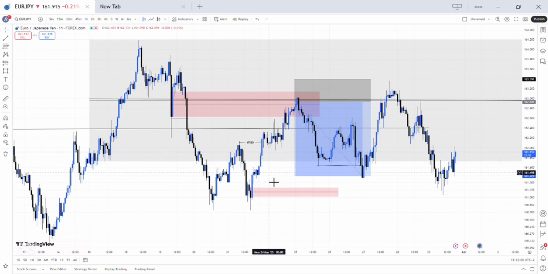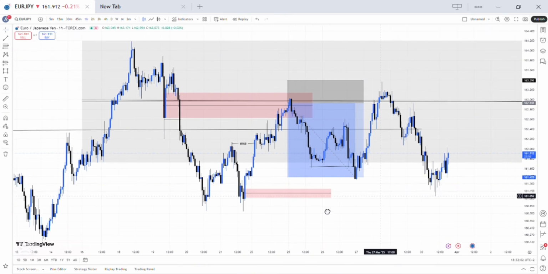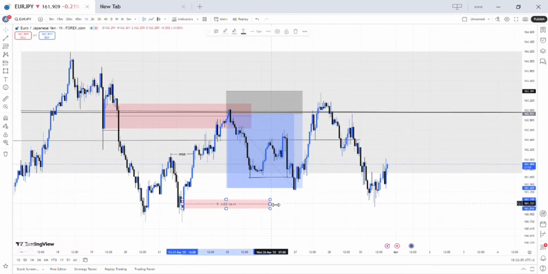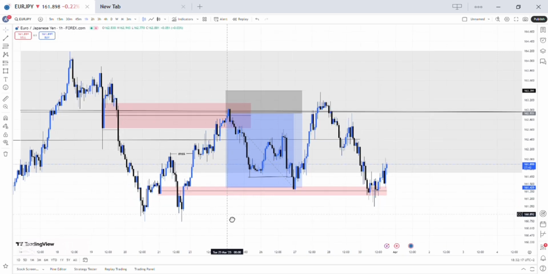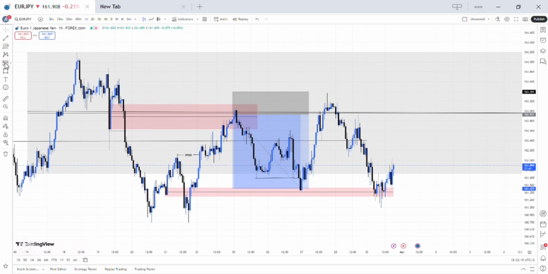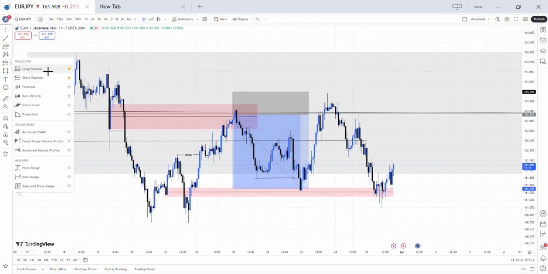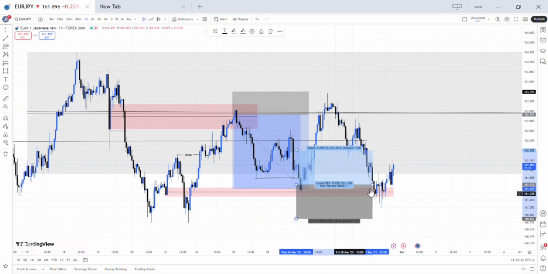Now we take entry from the nearest POI. That was why I took buys from this very area here. I don't know if you are seeing this area here. If you are seeing it, there is a breakout block here. So that was the nearest POI for this trade. This was the nearest POI.